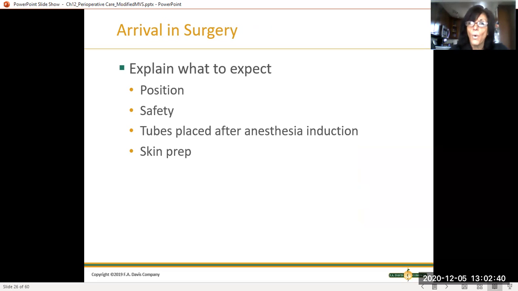Most of this stuff is going to happen after the anesthesia, like I just said, because it's just easier. The patient has less fear, they're asleep, and then we put the tubes in, maybe put the Foley in, all that good stuff that needs to be done, okay?